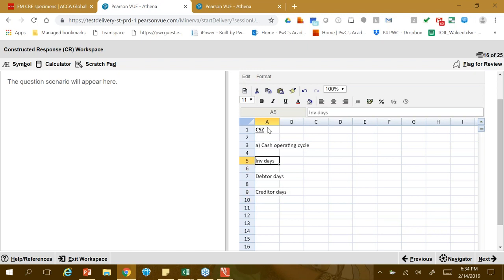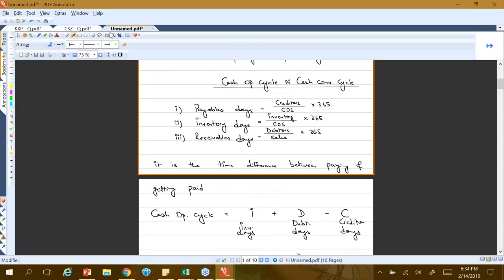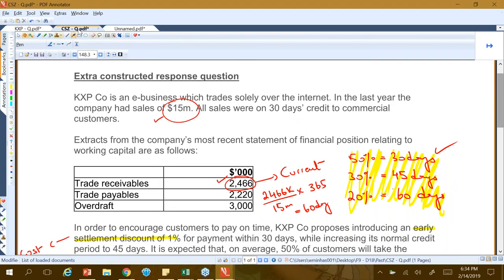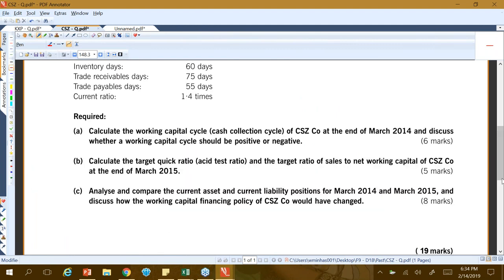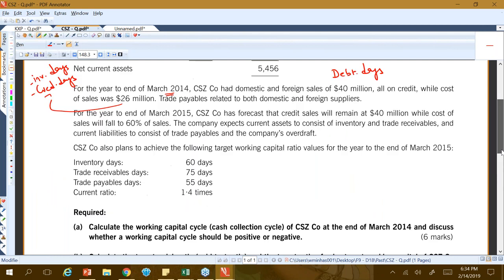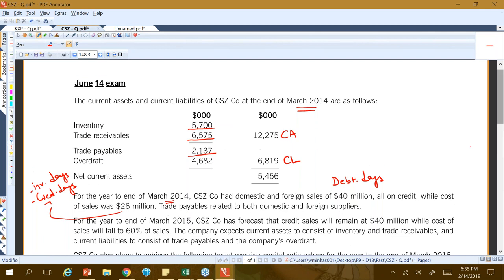So how do we calculate the inventory days? We take the inventory over the cost of sales. The inventory here is 5700. The cost of sales is 26 million. And how many days are there in a year? It doesn't say anything, so we assume that's 365. If the examining team is specific, they will tell you something else, maybe 360.